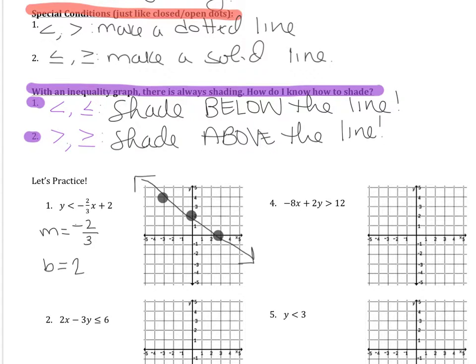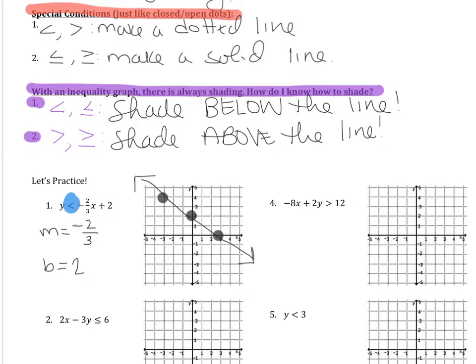If I highlight my inequality symbol, notice is my inequality symbol less than or equal to? It's less than. So because my inequality symbol is less than, I have to make a dotted line. So I now have to go back and fix my graph, which I don't know where my eraser is. Hold on, let's see.